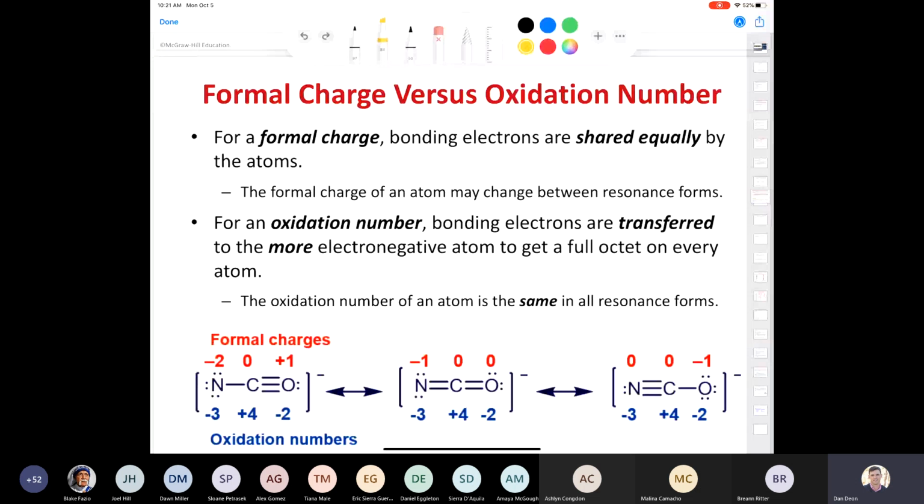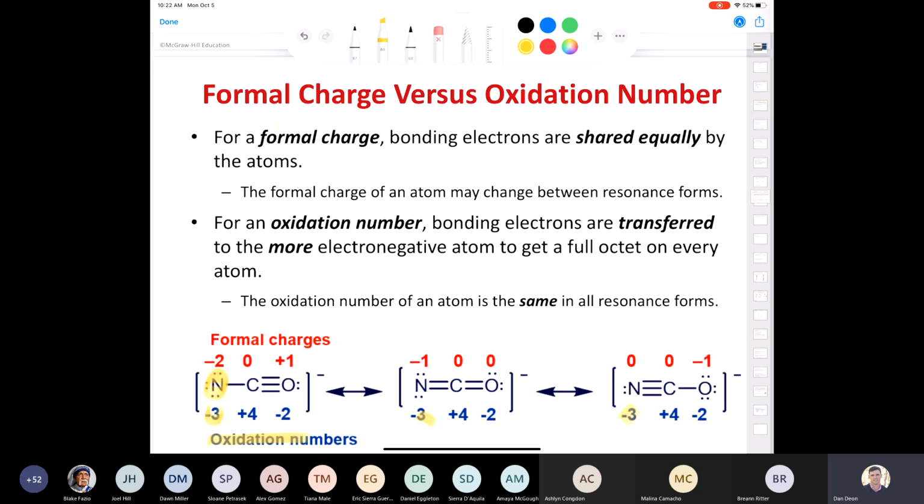Well, what about oxidation number? For an oxidation number, bonding electrons are transferred to the more electronegative atom to get a full octet on every atom. The oxidation number doesn't change throughout the resonance forms. Again, let's look at nitrogen. With our oxidation numbers, it doesn't change. It's always going to be -3 each time.